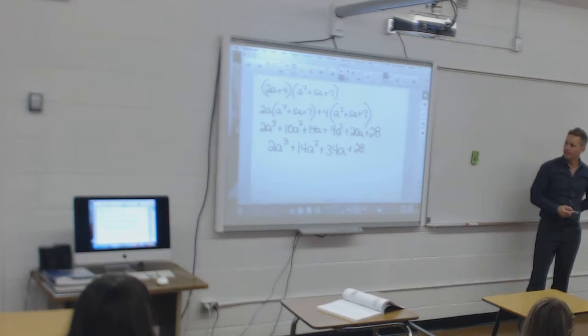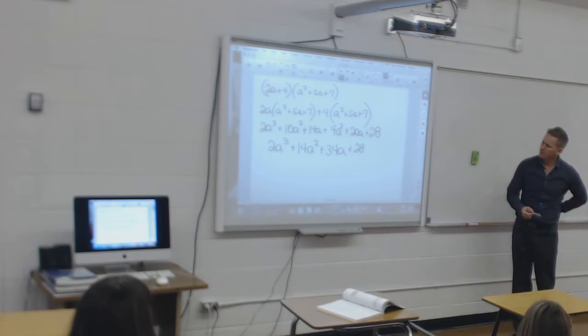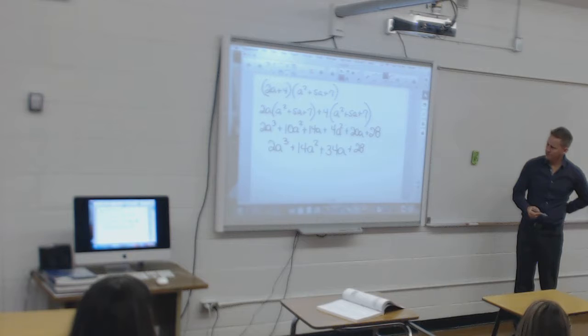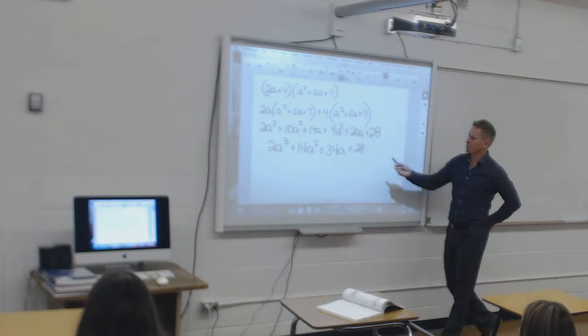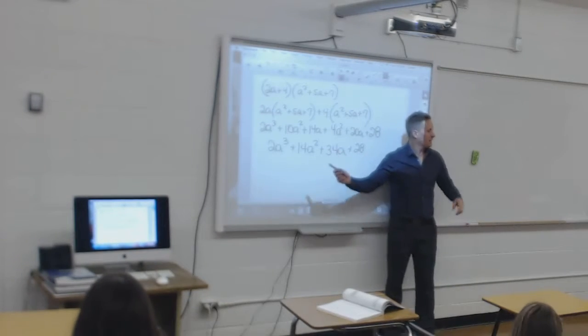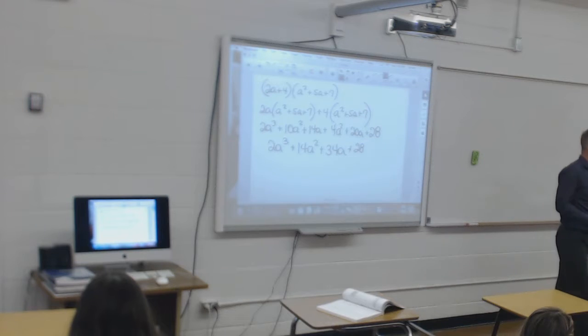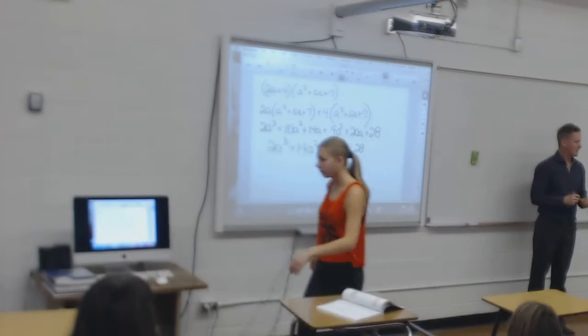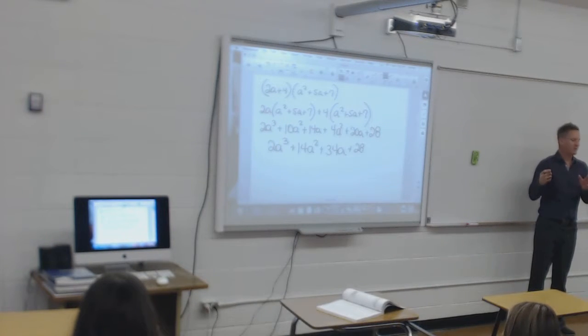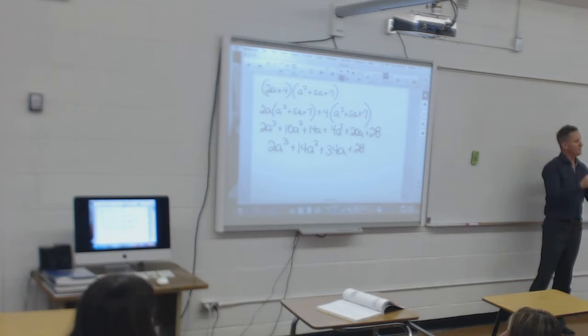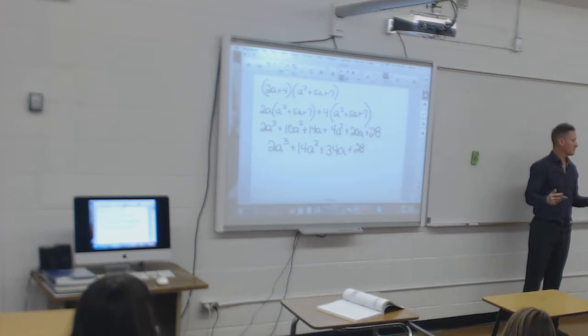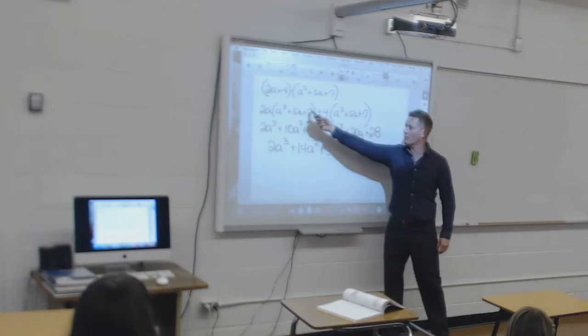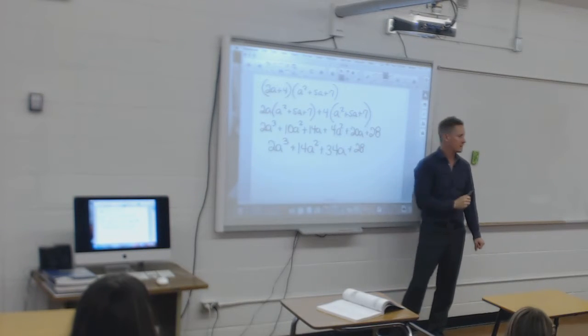Isn't 14a supposed to be like a 7 to like a 4? Say that again? 10a squared plus 4a squared, isn't that supposed to be 14a to the power of 4? No, you don't change the exponents unless you multiply them. If you add a squared with a squared, you get 2a squared. If you multiply a squared by a squared, you get a to the 4th. So the only time you can change the exponents is up here when I'm multiplying. After that, they have to stay the same.